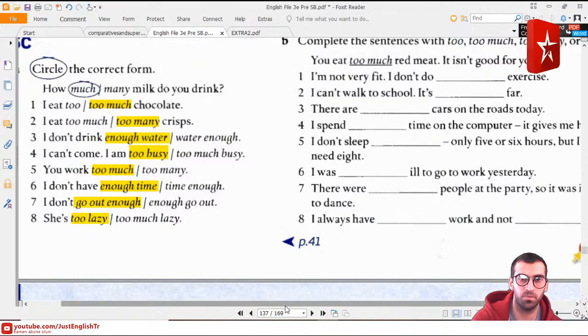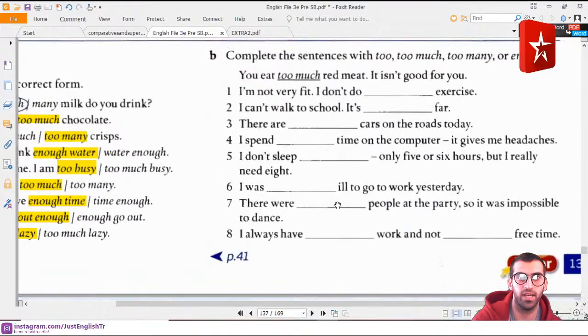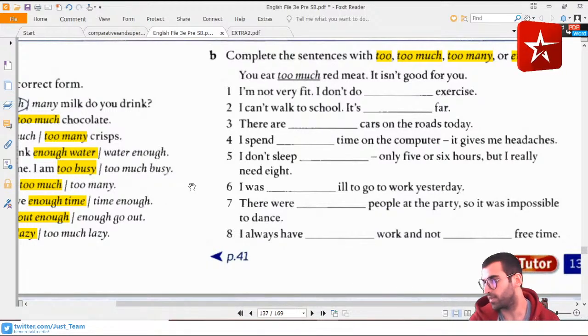And let's continue with part B, the last part, and we have to use too much, too many, or enough. We have to use one of them for these sentences. Number 1, I am not very fit. I don't do blah blah blah exercise.